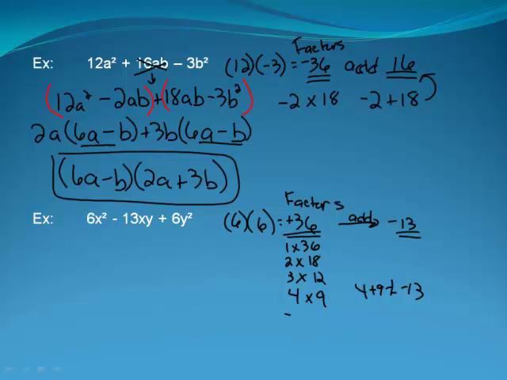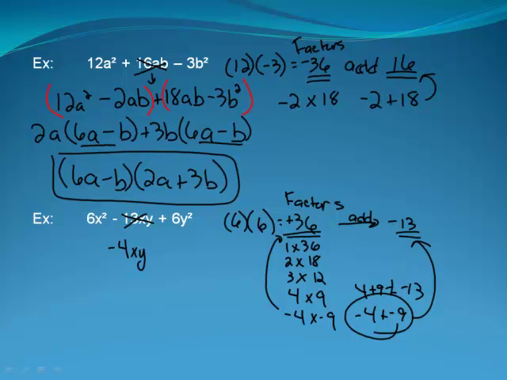But I also have the double negative possibility, because negative times negative is still a positive 36, but negative plus negative gives us a negative 13. So those are our factors, negative 4 and negative 9. So we're going to rewrite the middle term. We've got negative 4, now xy. You want it to match whatever's up here. Negative 4xy minus 9xy, or plus a negative.